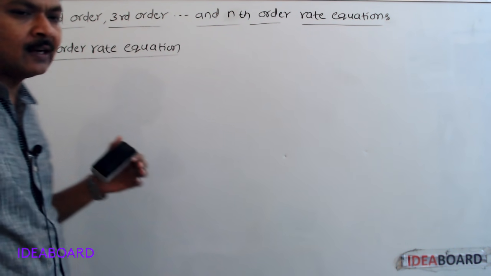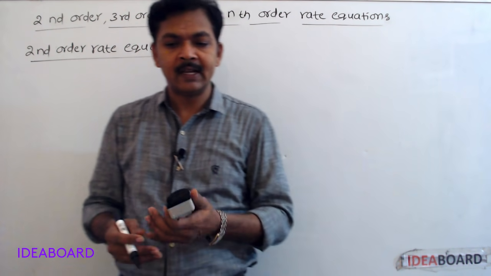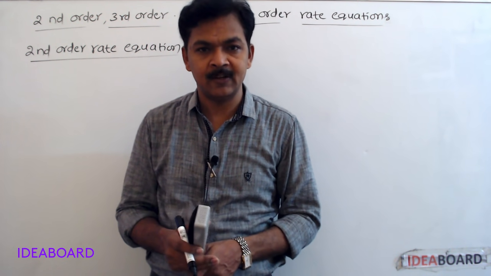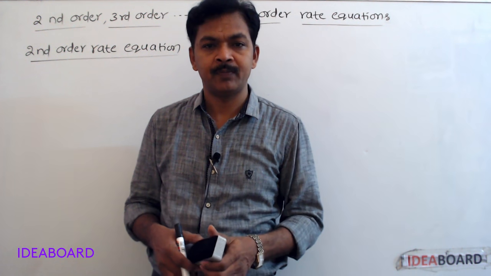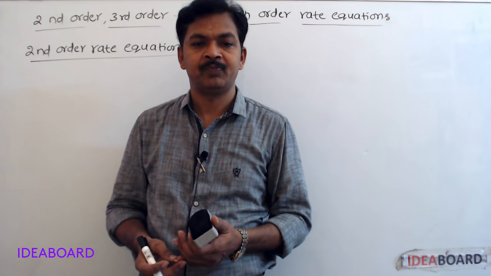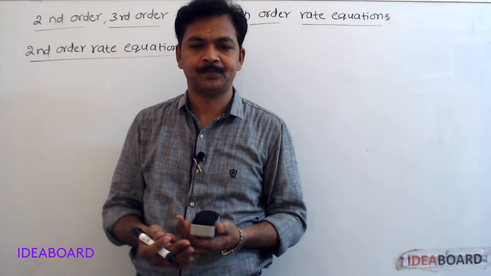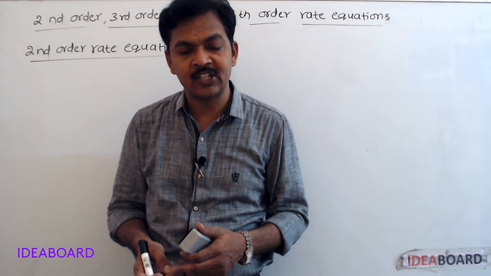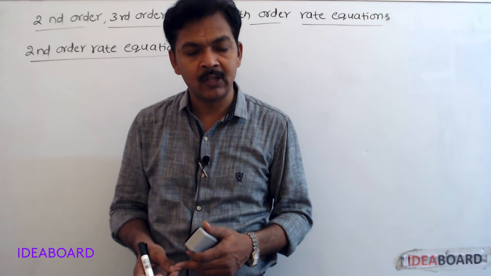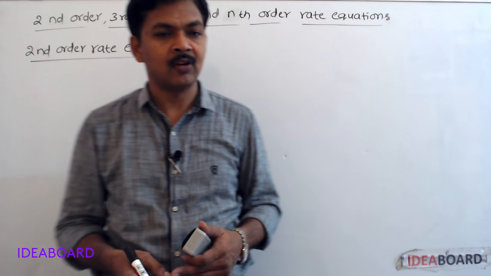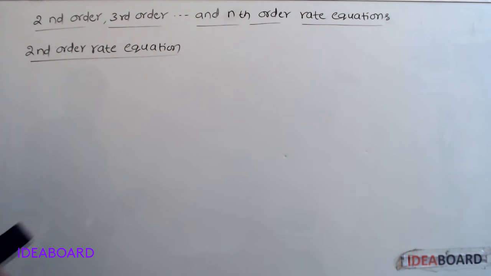See, first, what is a second order reaction? A second order reaction means the reaction in which the rate of the reaction is directly proportional to the second power of the concentration of the reactant. That is called a second order reaction.